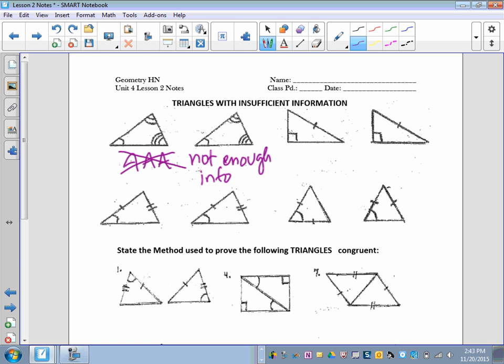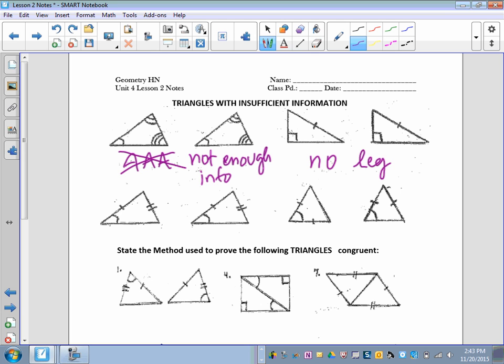What about my next one? Why is there not enough information? You need a what? Yeah, we only have a right angle and the hypotenuse. We don't have a leg. So we're missing our leg. How could it not be congruent? So it could be that these pictures are congruent. We don't know that. We don't have enough information.